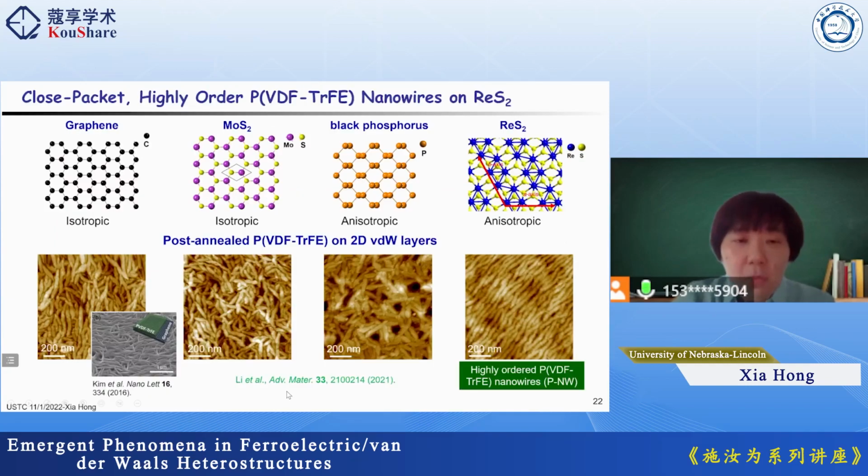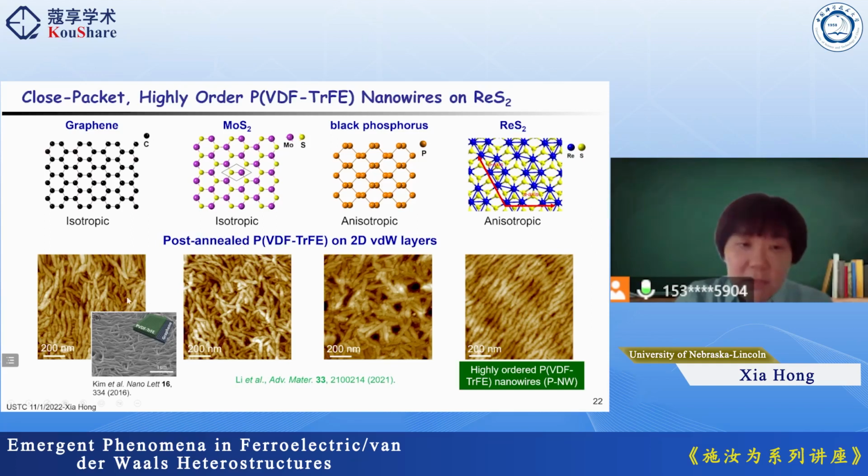So we want to know what is the driving mechanism for this nanowire formation. We prepared the PVDF sample on different van der Waals materials. For the isotropic base layers, graphene and molybdenum disulfide, what we see after annealing is that there are indeed short segments of nanowires forming, but because the substrate is isotropic, the nanowires are also randomly oriented.